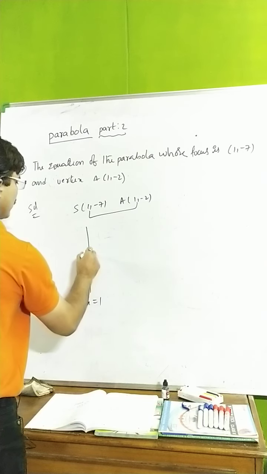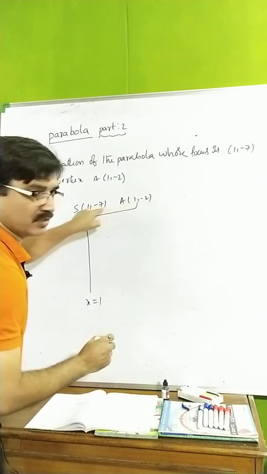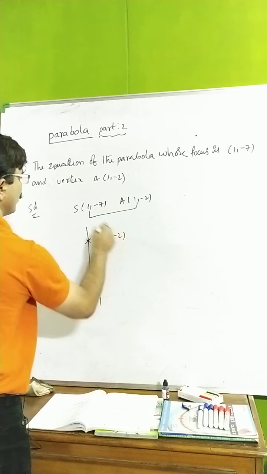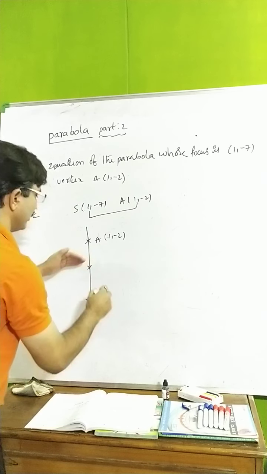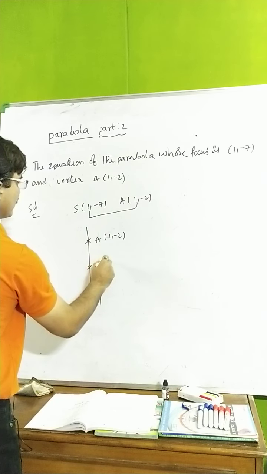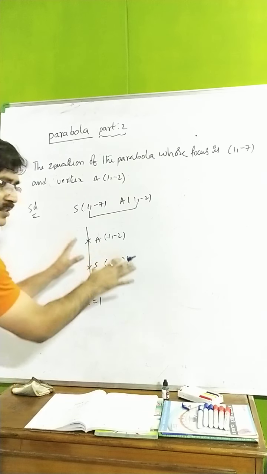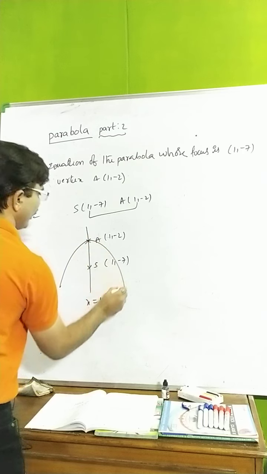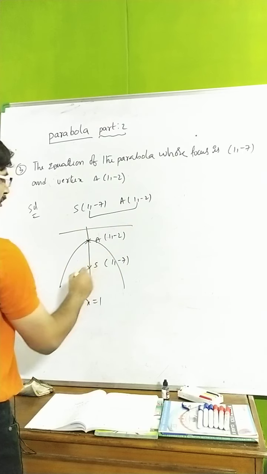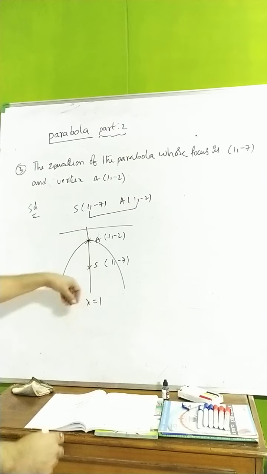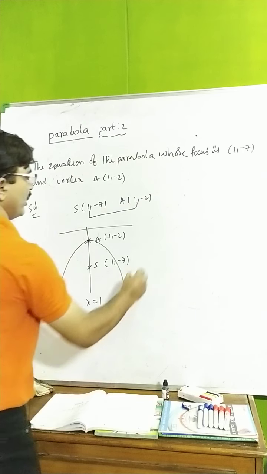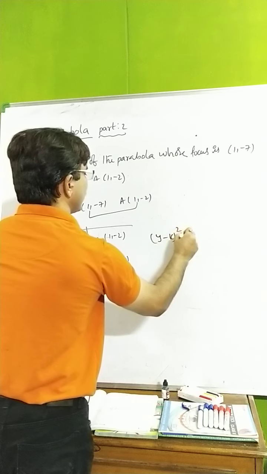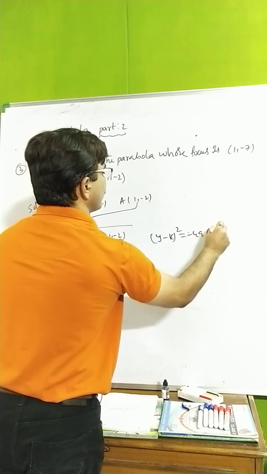Now just look at the vertex and focus. The vertex is A (1, minus 2). The focus is downwards, because minus 7 is there, S is (1, minus 7). With this, it is very clear that we can identify the shape of the diagram. Very, very important: identifying the shape. We got it, it is concave down. Concave down, we got it, and very simple here: (y minus k) whole square is equal to minus 4a into (x minus h).